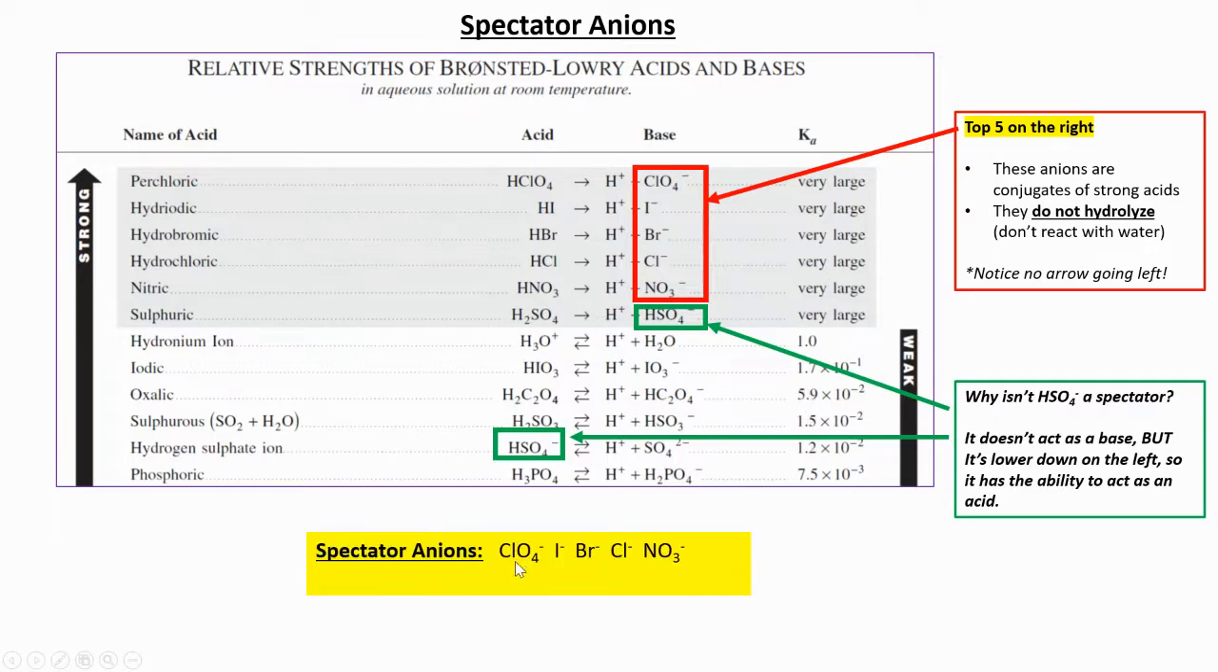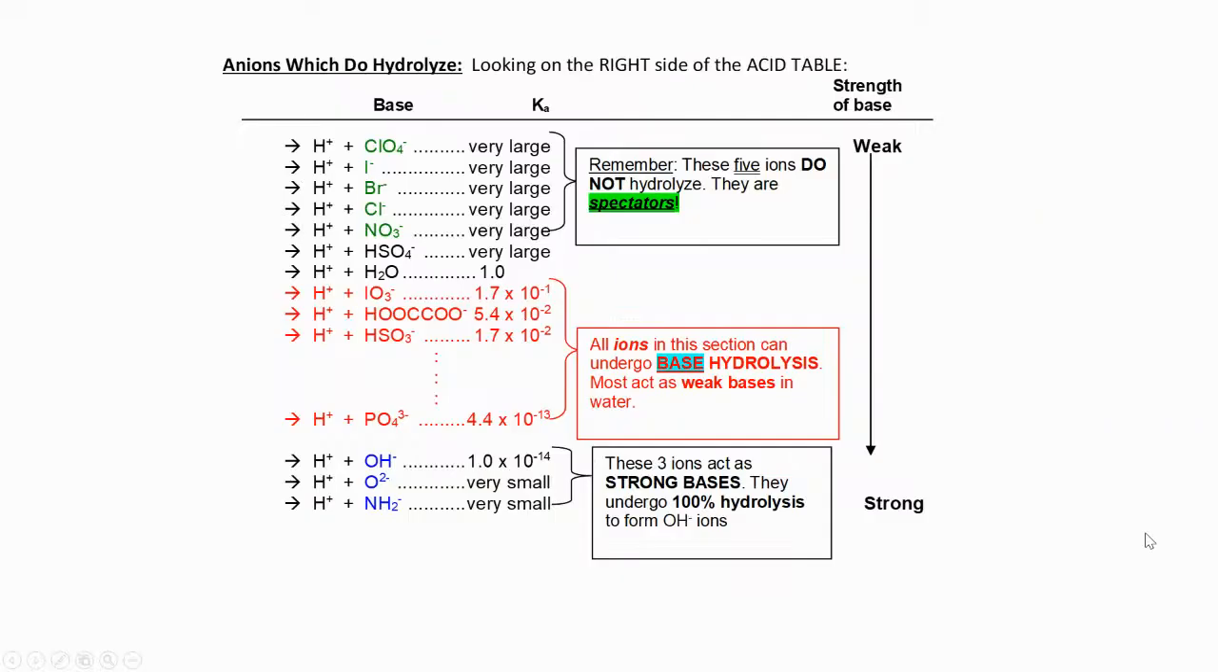So our spectator cations, these top 5, all we have to know is how to recognize them on the table and know that they're not going to influence the reaction at all. They're just going to float around in solution.